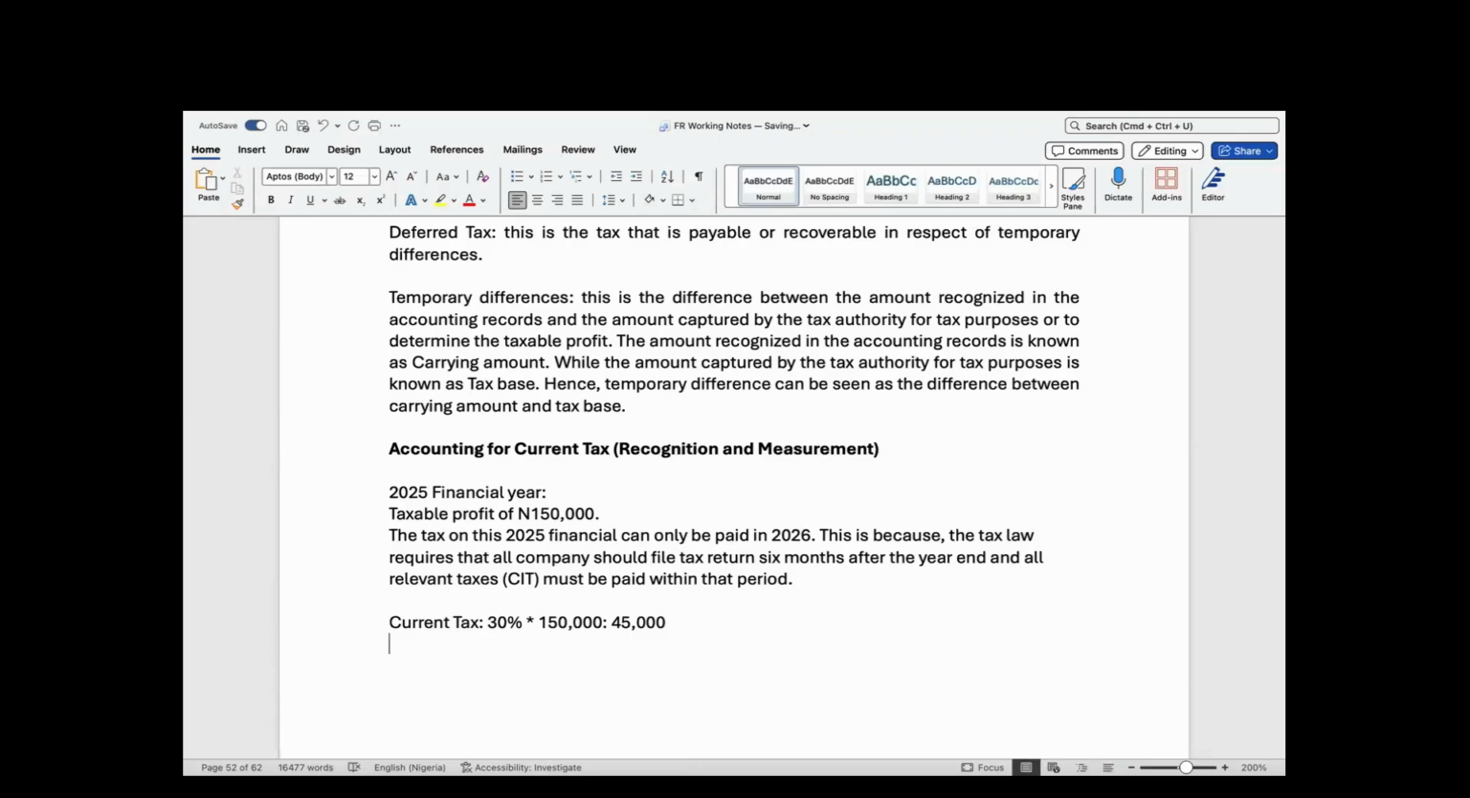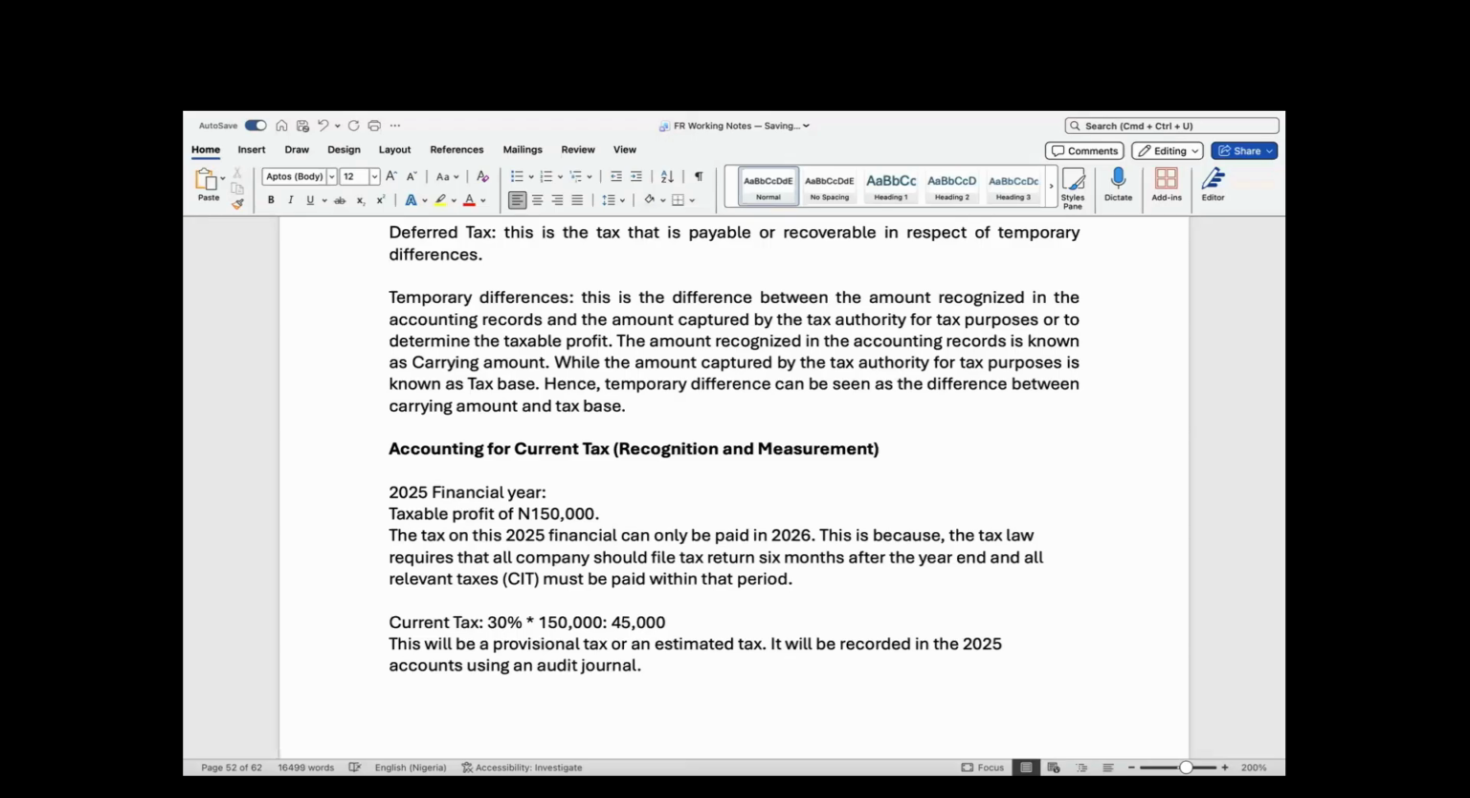Now, usually when this current tax is determined as 45,000, we usually call it a provisional tax. This would be a provisional tax or an estimated tax, in the sense that that's your own computation. Just for the purpose of filing returns. This would be a provisional tax or an estimated tax. And it will be captured to be recorded in the 2025 accounts using an audit journal or a journal as it were.